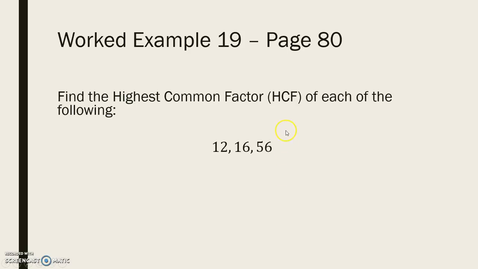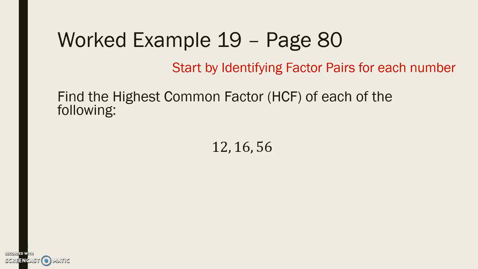So we'll start with this first example, 12, 16 and 56. Now we should be able to identify that all of those are even numbers, so 2 would be a factor. But is it the highest common factor? So let's look at the factor pairs for each number. For 12 we have 1 times 12, 2 times 6 and 3 times 4. They're all the factor pairs of 12.